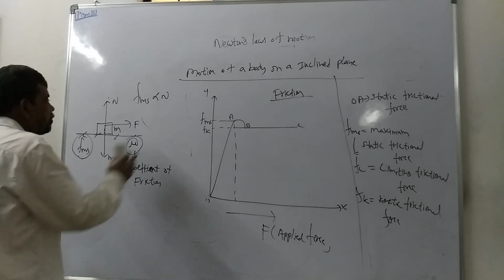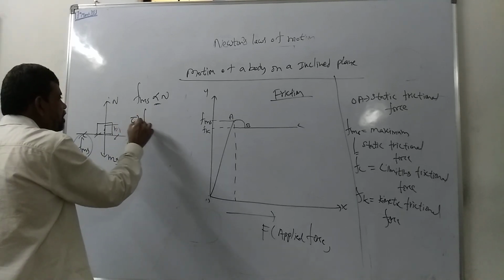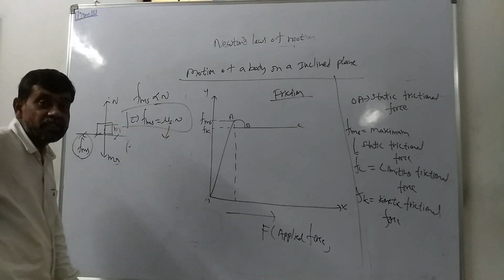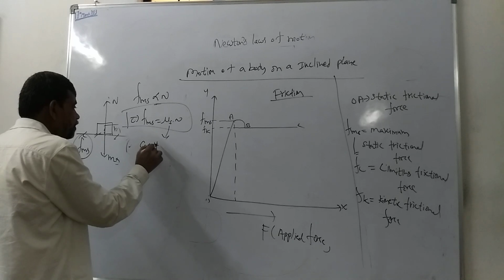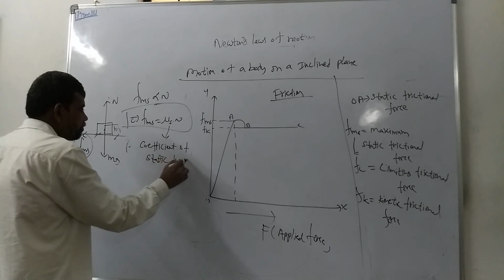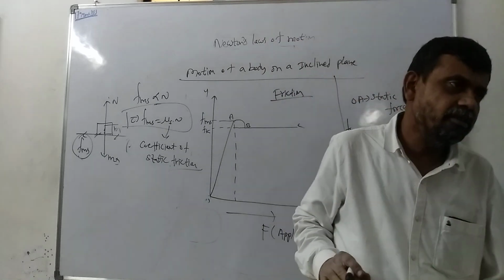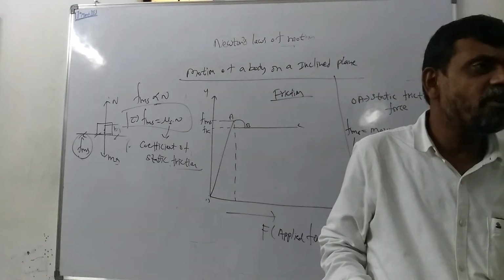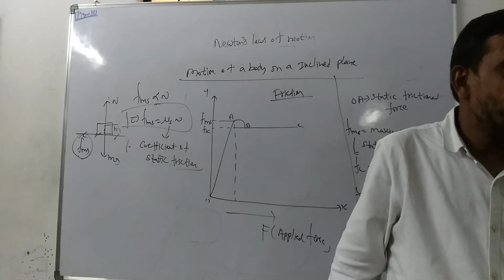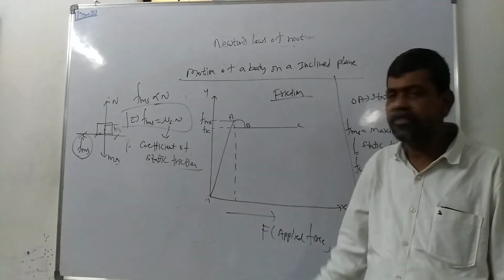By removing the proportionality, what do I get? The proportional constant, mu s. What is mu s? The coefficient of static friction. It is fixed for a given material. There are some small changes depending on things like dust particles, atmospheric conditions and temperature changes, so it changes slightly. That is about the coefficient of static friction.